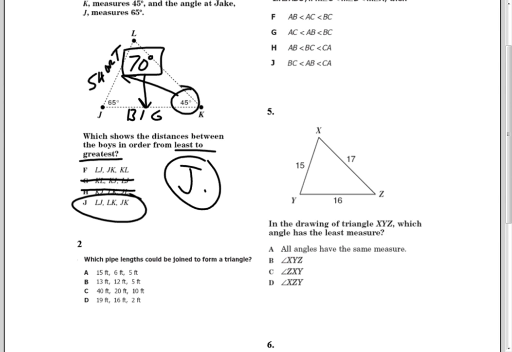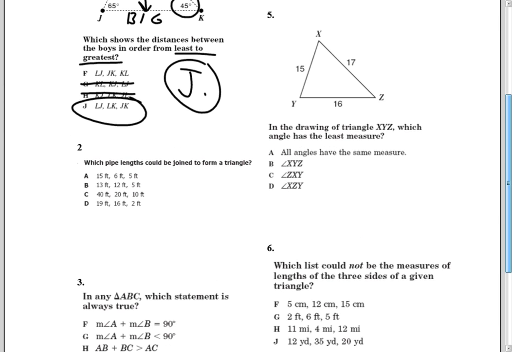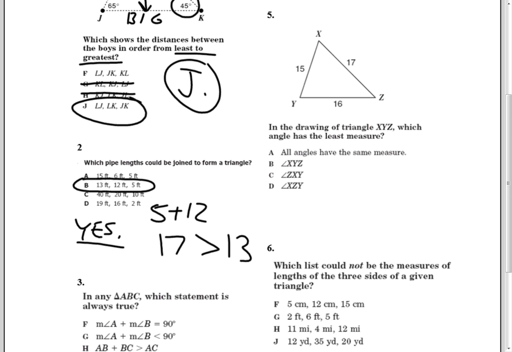Which pipe lengths could be joined to form a triangle? Raise your hand, tell me which one makes sense and why does it make sense. Megan. B? What are the two smaller sides? So we take 5 and 12, that adds up to 17. Is 17 bigger than the remaining side? When you say yes to that, you're saying yes to can it be joined?